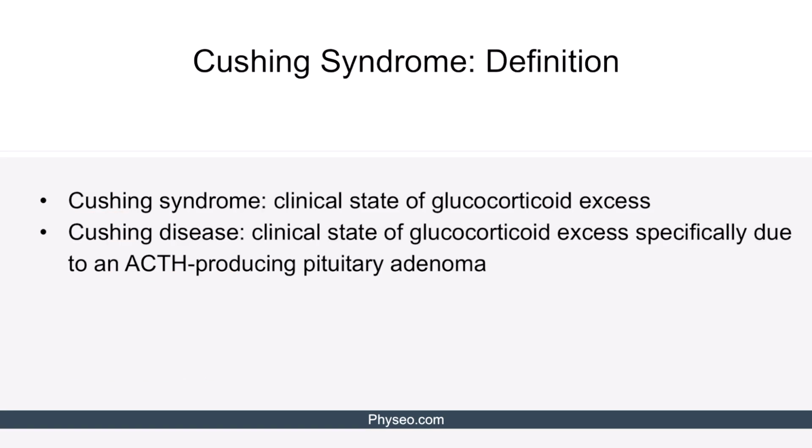There are two similar definitions that are important to understand as it pertains to this condition. The term Cushing syndrome refers to a clinical state of glucocorticoid excess regardless of the etiology. The term Cushing disease, on the other hand, refers to a clinical state of glucocorticoid excess specifically due to an ACTH producing pituitary adenoma.